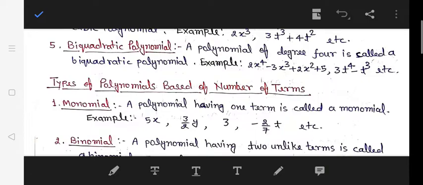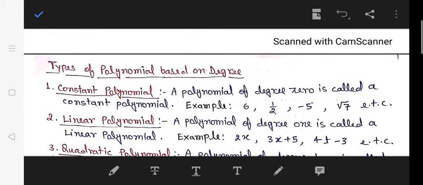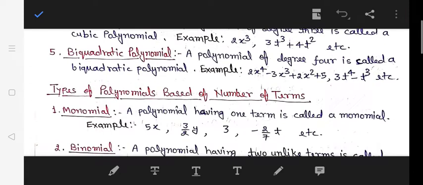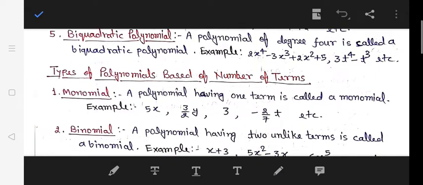Now here I have explained the types of polynomial based on degree. Now I am going to explain the types of polynomial based on the number of terms. Now first one is the monomial. A polynomial having one term is called a monomial. That is, if you get any polynomial in which only one term is there, that is called the monomial. I have taken certain examples: 5x, 3 by 2y, 3, minus 2 by 7. These are the monomials.